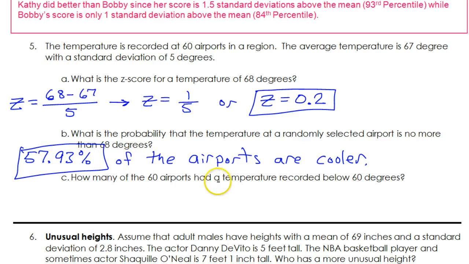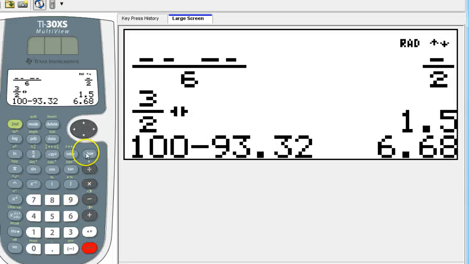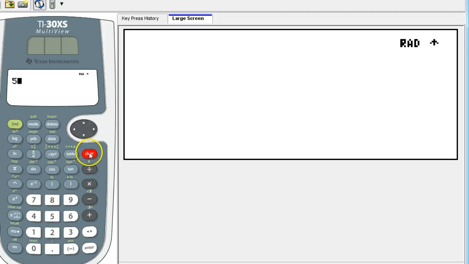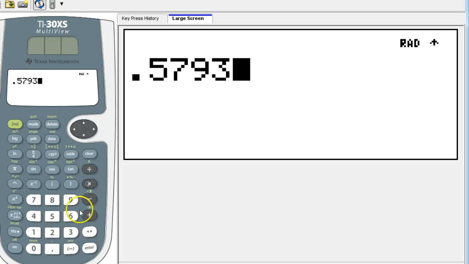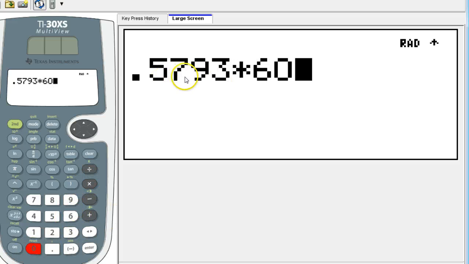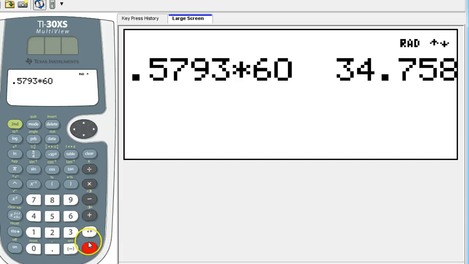How many of the 60 airports had a temperature recorded below 68 degrees? Well, let's take 57.93% of 60. If you want to take 57.93%, you just multiply 0.5793 times 60. This is how you take 57.93%. So I'm getting 34.8, so about 35, approximately 35.